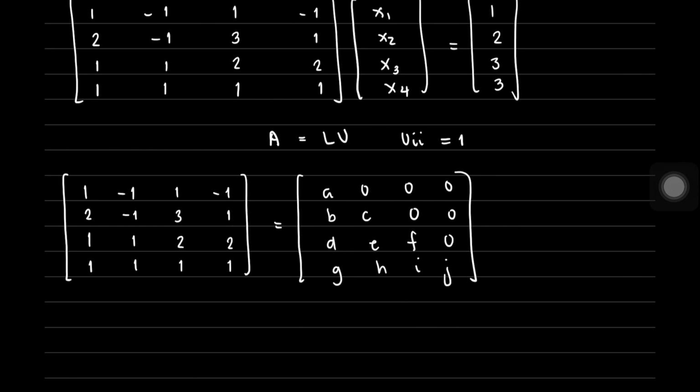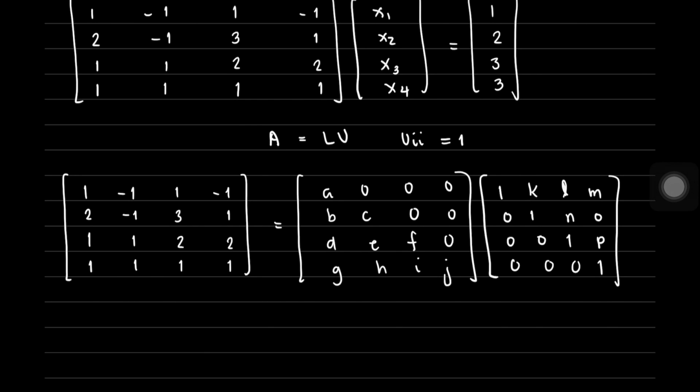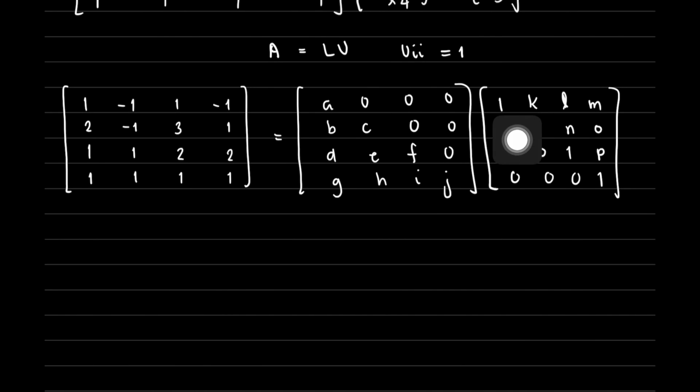And for the upper triangular matrix, again, the diagonals here would be equal to 1. So we have 1, 1, 1, 1. Then this would now be K, L, M, N, O, P, and 0, 0, 0, 0, 0, 0. There we go. Now, we are going to multiply L and U, and then equate each corresponding element to the given coefficient matrix. In that way, we can solve for the values of A until P.